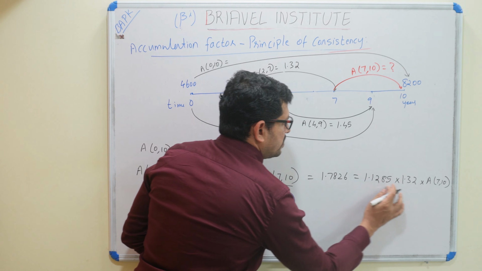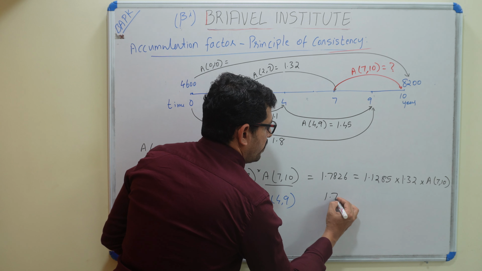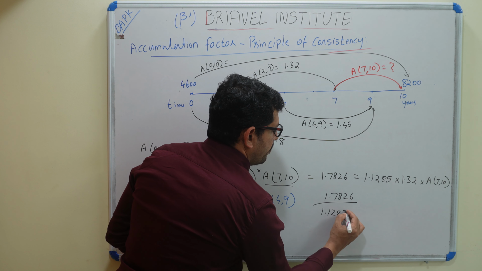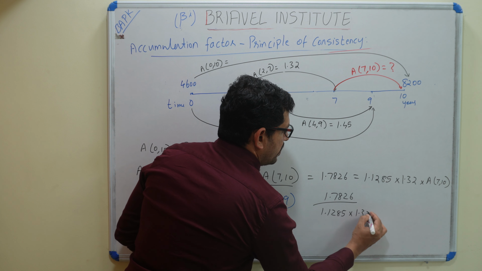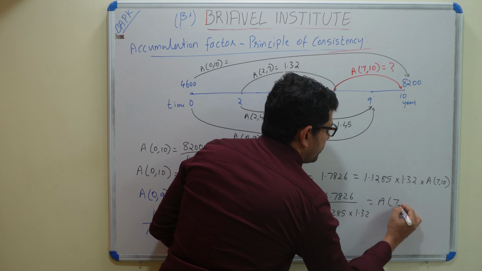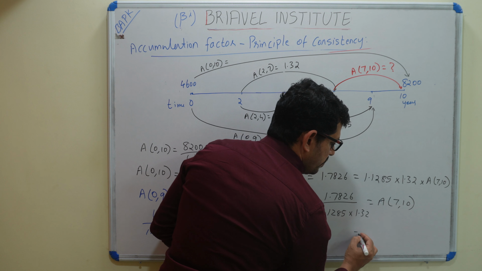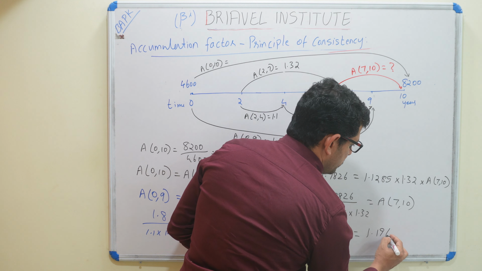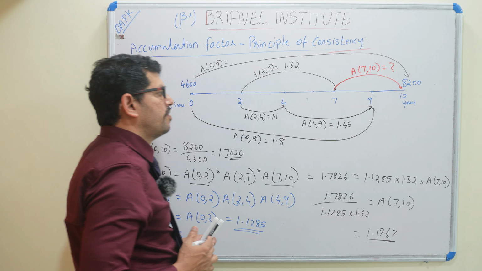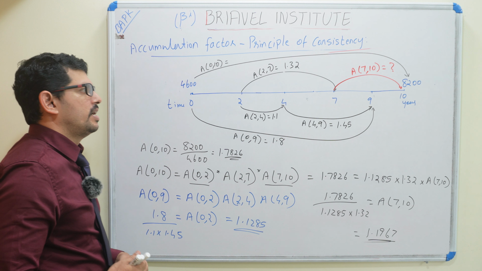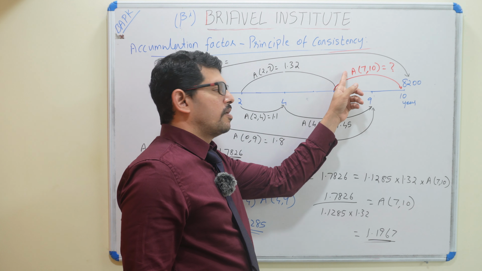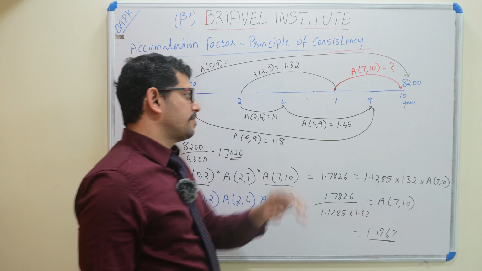So we can divide these two terms. We can divide: 1.7826 divided by 1.1285 multiplied with 1.32 is equal to A7 to 10. So this value is equal to 1.1967. So for any period of time we can find out the accumulation. Here we find out the accumulation from 7 to 10.